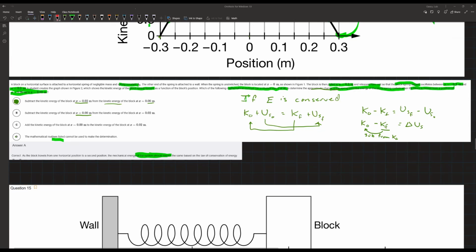Now, because they are looking for the change in spring potential energy, that's delta U, or U final minus U original. So when I look at this equation, I want to restructure it so that it looks like final minus original.